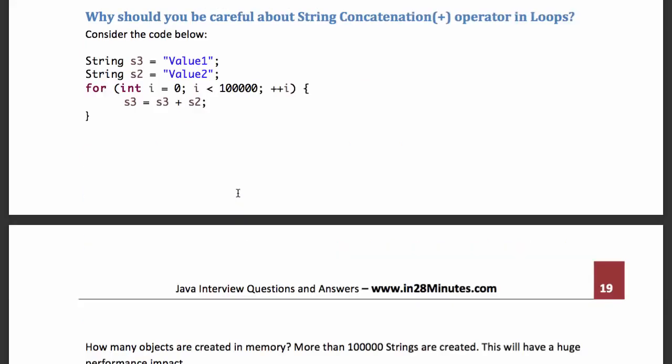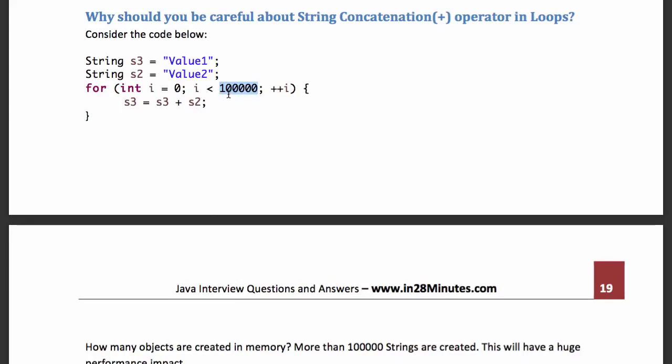A number of times you'd hear about not using the string concatenation operator in loops. Why? The reason you don't want to use the string concatenation operator, or even the string.concat method, is because each time you do a concatenation, you're creating a new object. For example, in this particular loop, it is running almost 100,000 times, or if you are an Indian, 1 lakh times. For each of those 100,000 times, we are creating new objects.